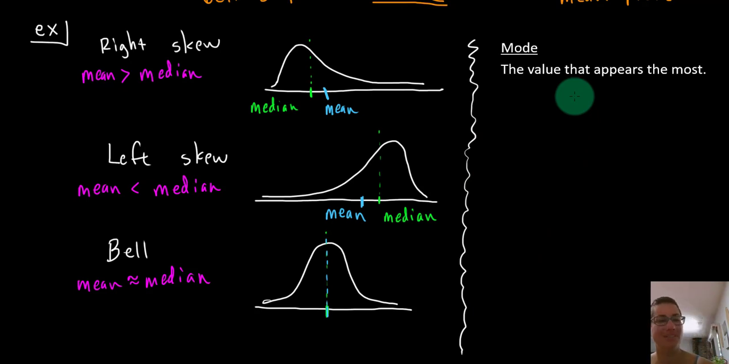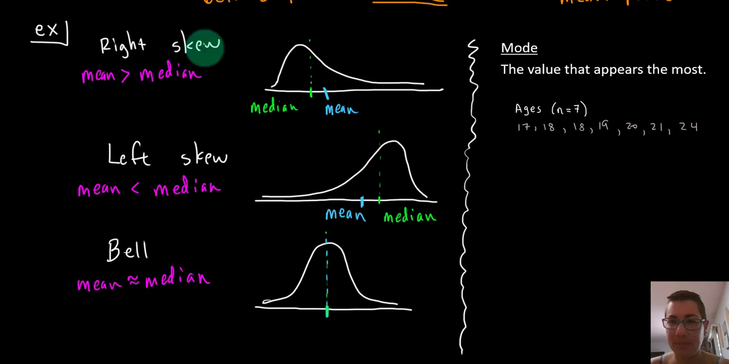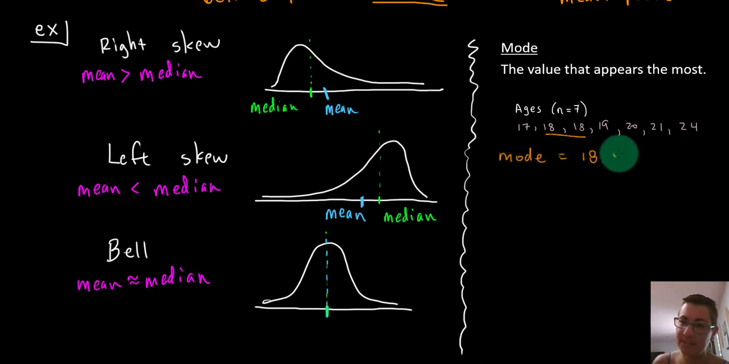That's the mode. See if I can squeeze this in over here. The mode is the value that appears the most. Let's look at our 7 ages from earlier. Copy paste those here. Is there any value that appears more than once? I think so. I think it's the 18. Therefore, the mode of this data set would be 18 years because it appears the most.